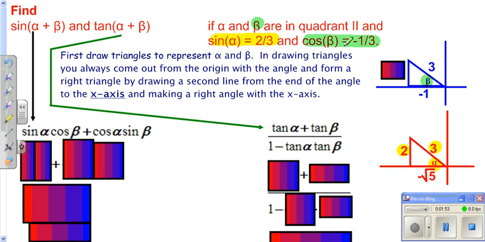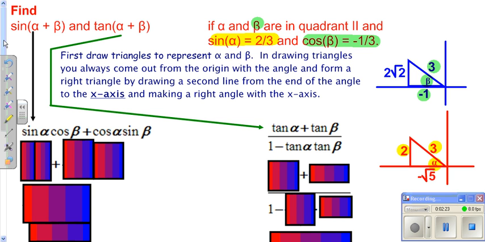Now here, you know the cosine of beta is adjacent over hypotenuse. So you'd have to use the Pythagorean theorem again to figure out your missing side. Negative 1 all squared plus your opposite side squared equals your hypotenuse squared. You solve that for your opposite side and you get 2 root 2. We know it's positive and not negative because we're going up.